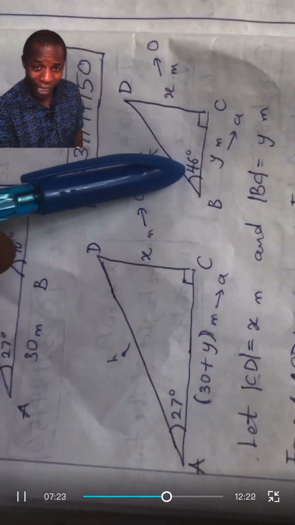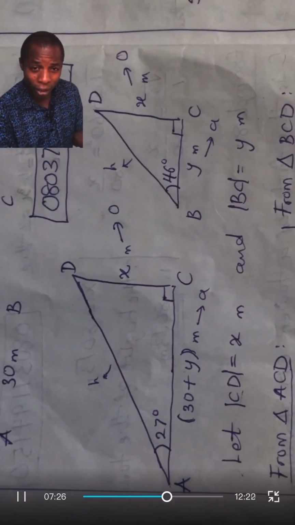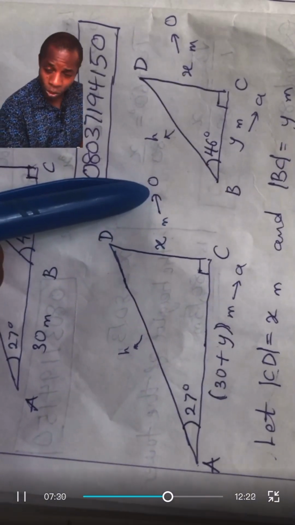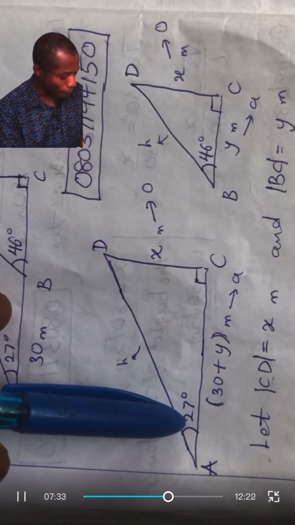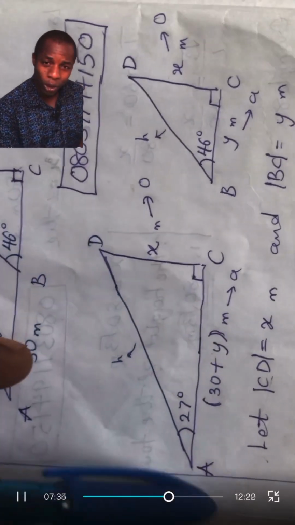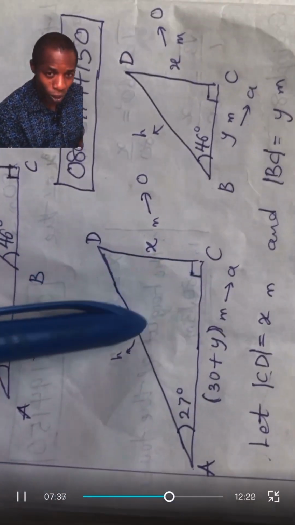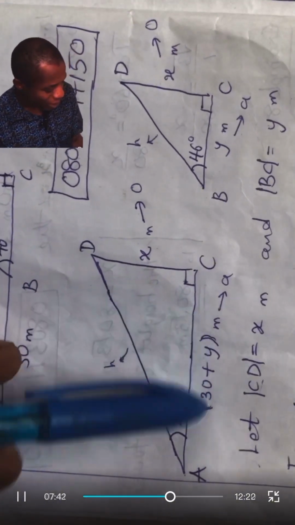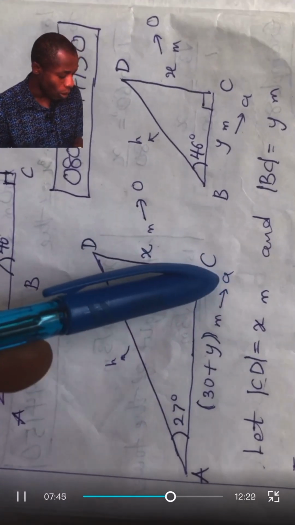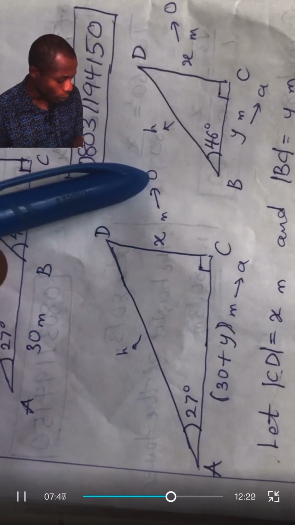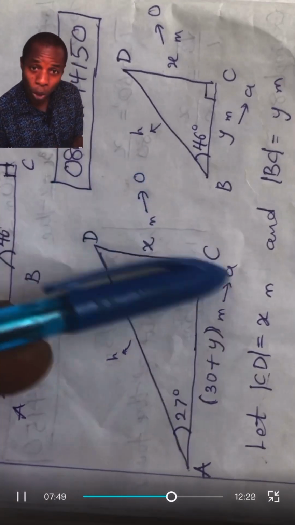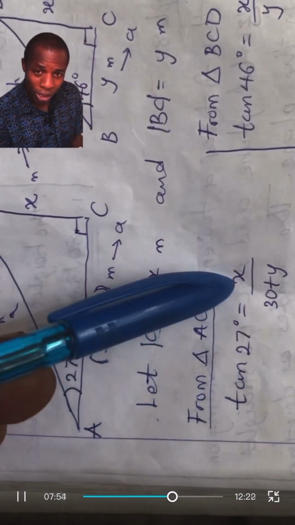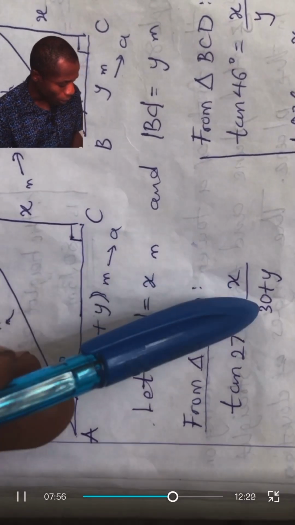To start with any one, like I said, you first name the sides. X is opposite, facing 27 degrees, and the hypotenuse is line AD, even though we don't need it, but that remains the hypotenuse. If you have the opposite and the hypotenuse, line AC automatically becomes the adjacent. So X is O, 30 plus Y is A. So OA, it is TOA, that is tan. We have tan 27 degrees equals opposite, which is X, over 30 plus Y, the adjacent.